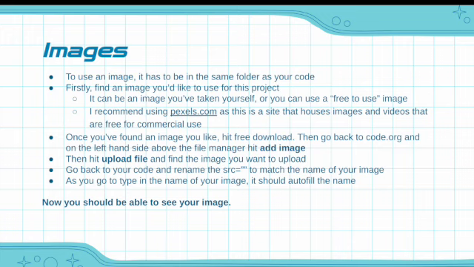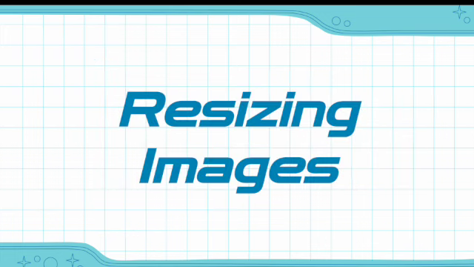Most text editors do that. If you're using something like VS Code, you're just going to want to put that image in the same directory or folder as your index.html and style.css files, so you keep all your files together. Now you should be able to see your image.